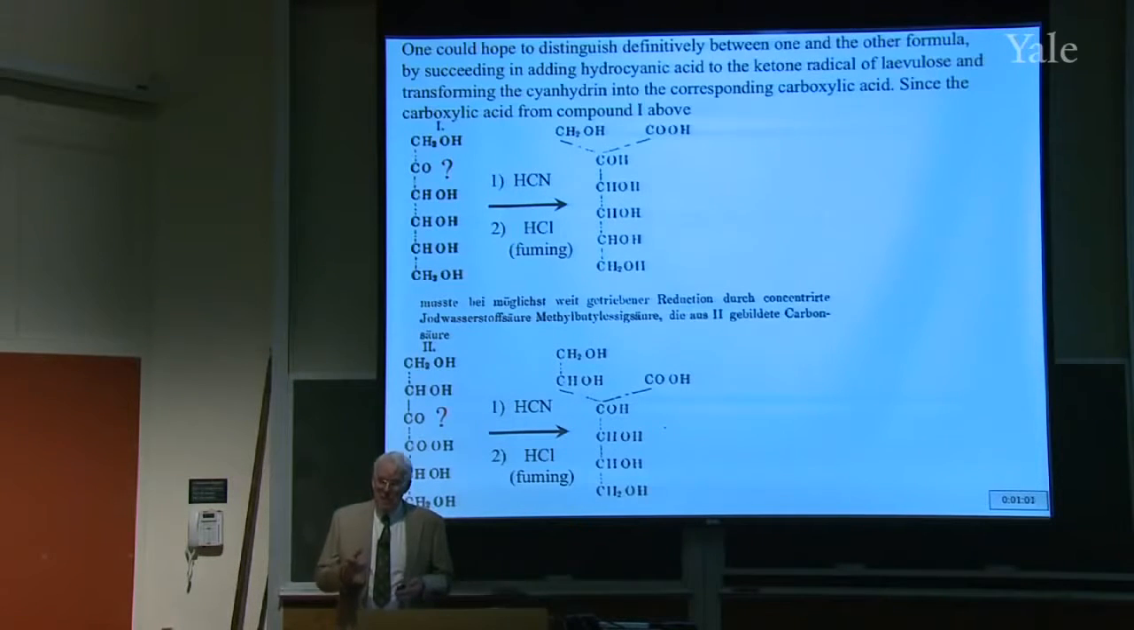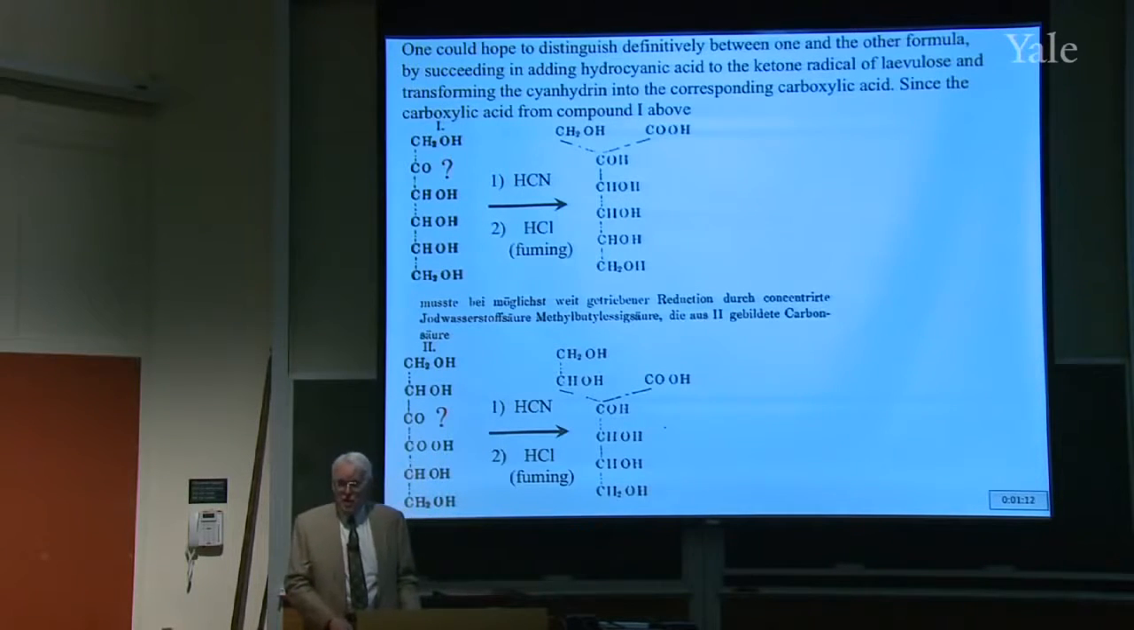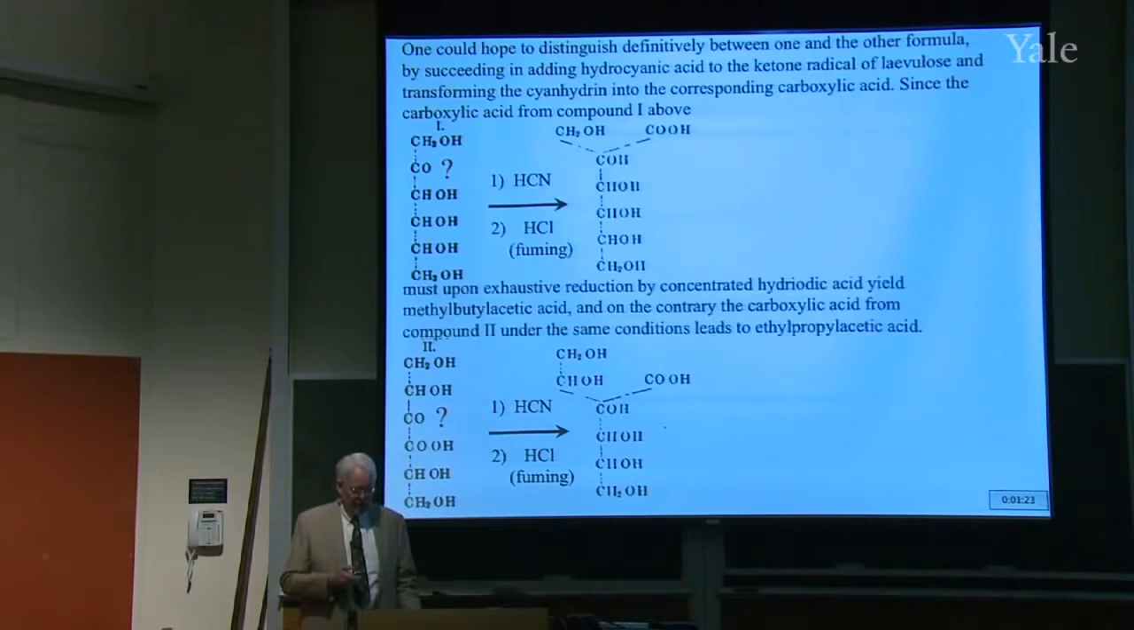The problem is these things, as almost all things are in sugar chemistry, are syrups. Right? It's very, very, very difficult to get crystals from them. So it was really hard in those days to purify things. Nowadays you could do chromatography maybe or something like that, but then it was essentially impossible. So they had to try to make things simpler so that they had a chance of crystallization. He says it must, on exhaustive reduction by concentrated HI, yield methylbutyl acetic acid.